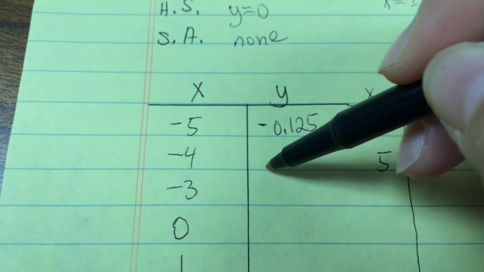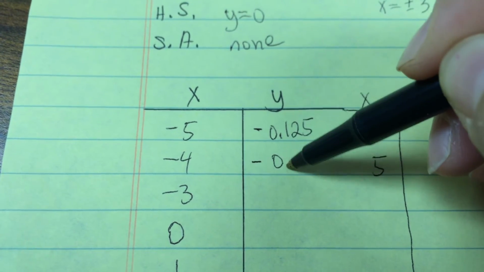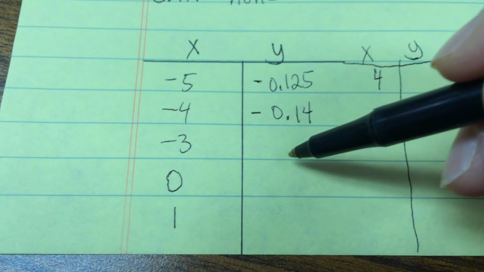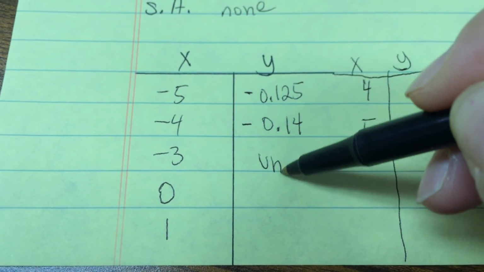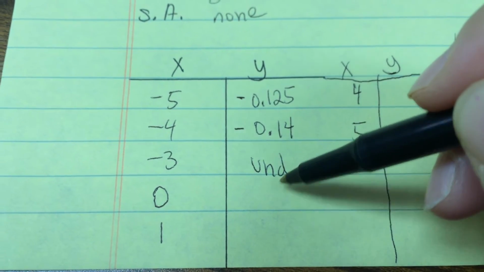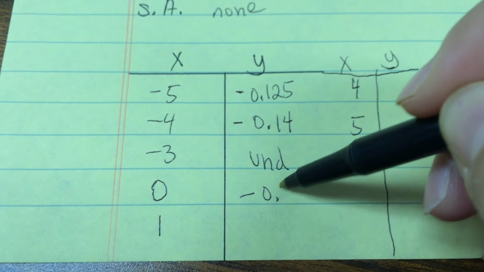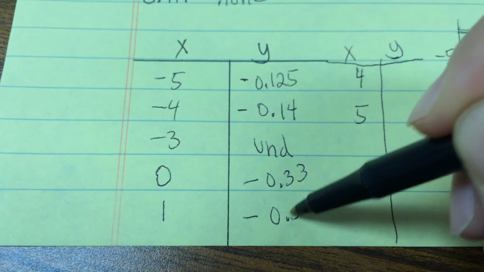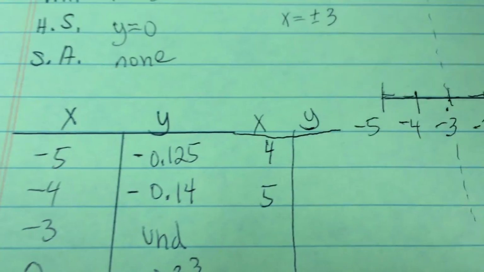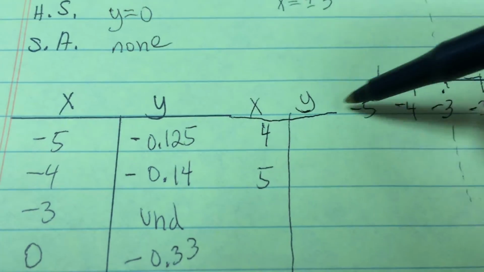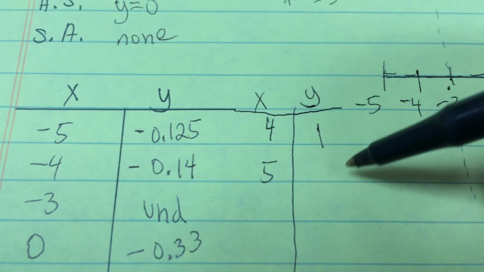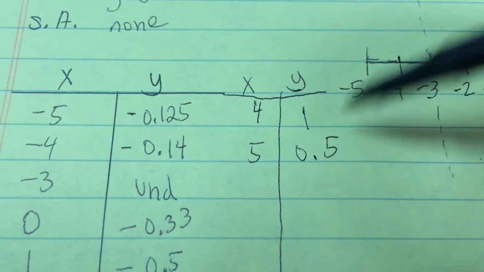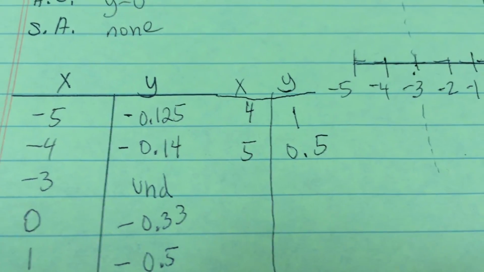Calculations for -4 would be 0.14, but negative. At -3, we said was undefined. At 0, it's going to be -0.33. At 1 is -0.5. Then at 4 is 1. And at 5 is 0.5. Okay? So now we're going to go ahead and graph it.